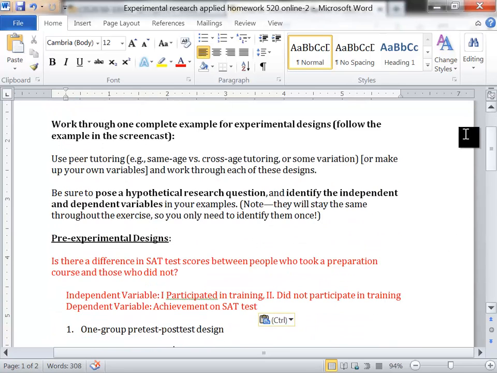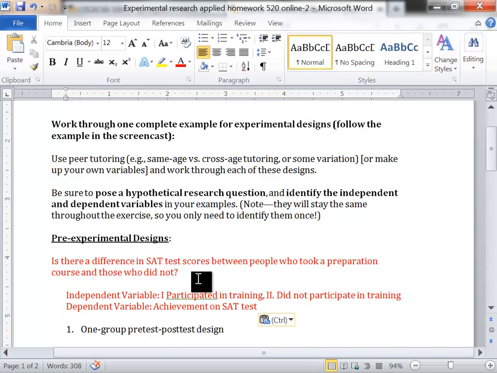You'll see an overview of the question here. Work through one complete example for experimental designs, and this is the screencast that you'll follow. The topic that I'd like you to focus on is peer tutoring. So a student helping another student, same age versus cross-age tutoring or some variation, and of course you can make up your own variables, but you work through a number of possible designs to address that question.